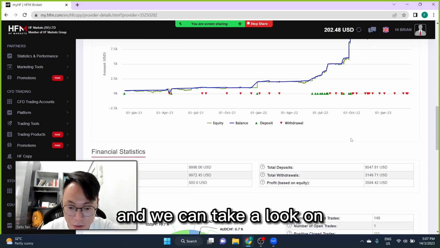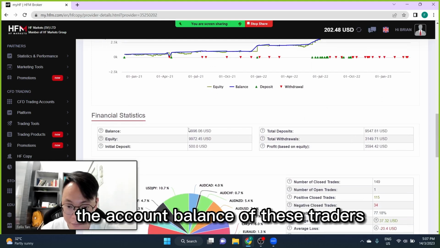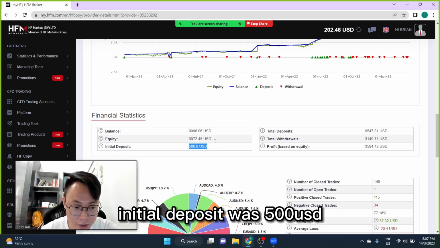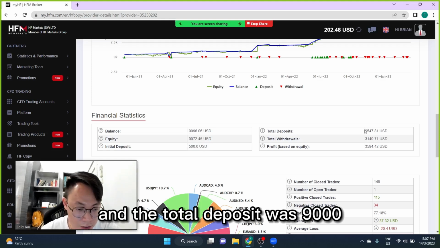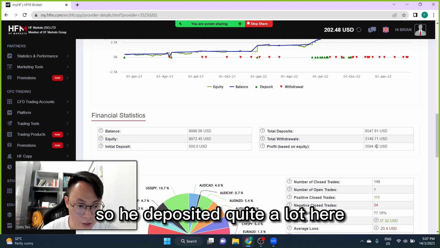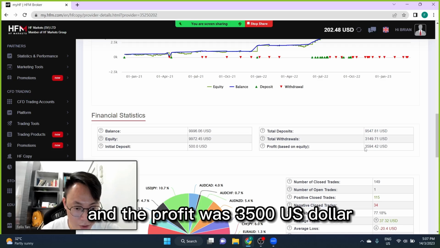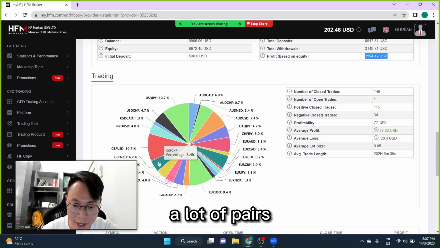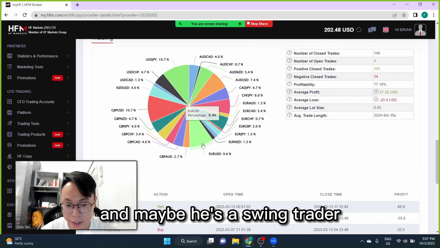And we can take a look at the account balance of this trader, which is 10,000 US dollars here. The initial deposit was 500 US dollars, and the total deposit was around 9,000 here. All right, so it deposited quite a lot here, and the profit was 3,500 US dollars. So this trader trades a lot of pairs, right? We can see a lot of pairs right here. And maybe he's a swing trader or something else.